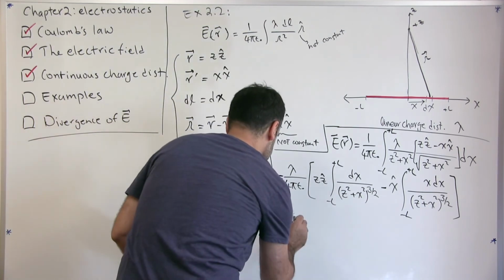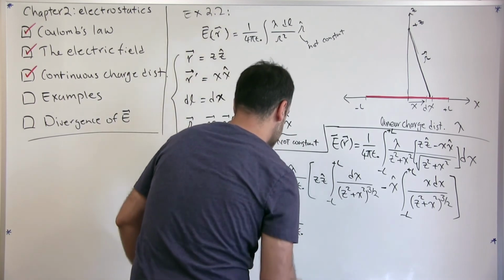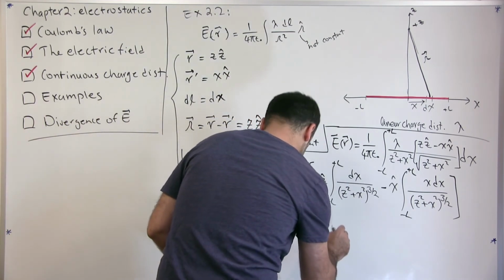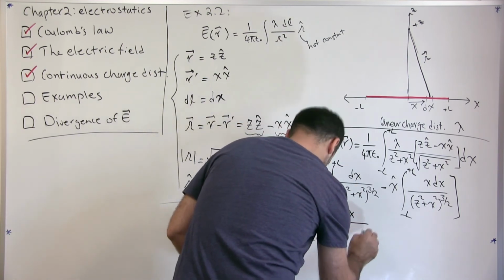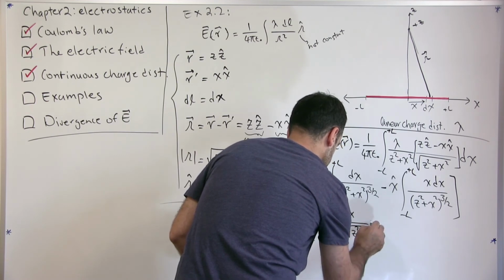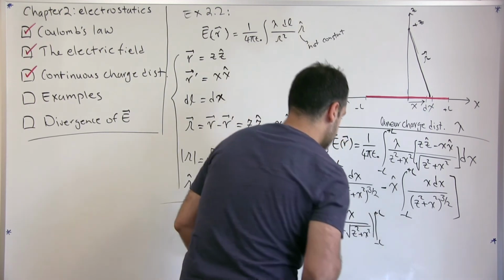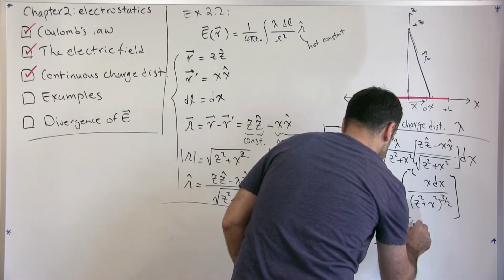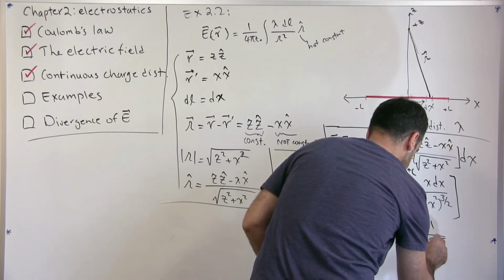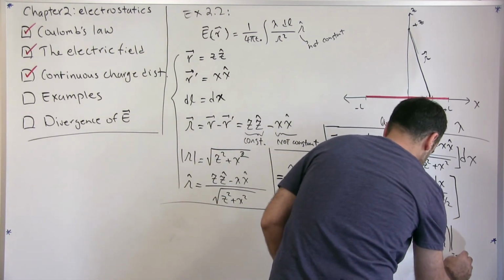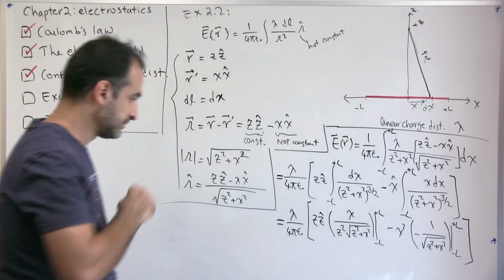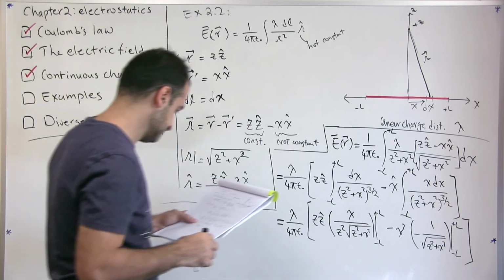So lambda over 4 pi epsilon 0, bracket open, z times z hat times the first integral, which is x over the square root, and this limit is negative L to plus L. And the second one is negative x hat, negative 1 over the square root, and this is x hat.